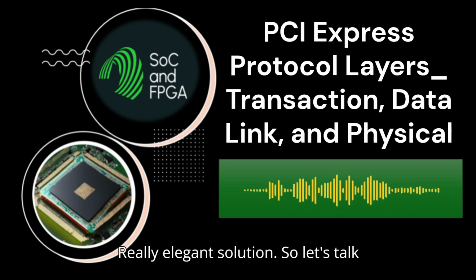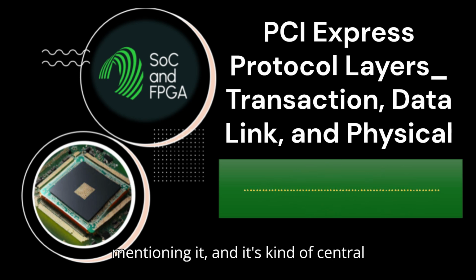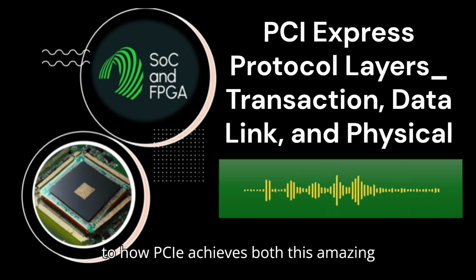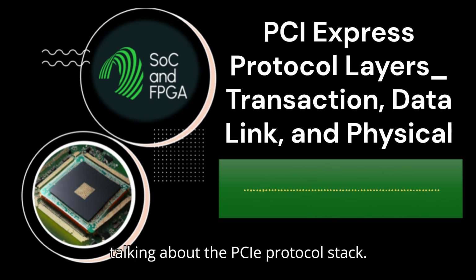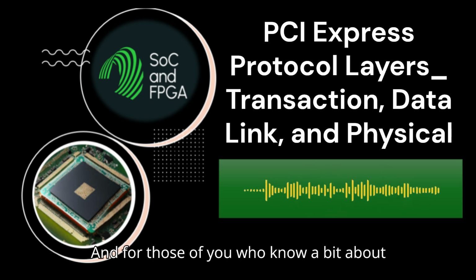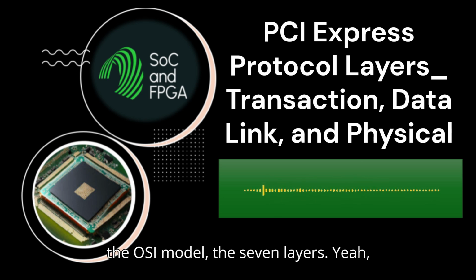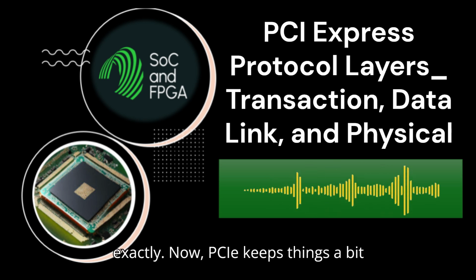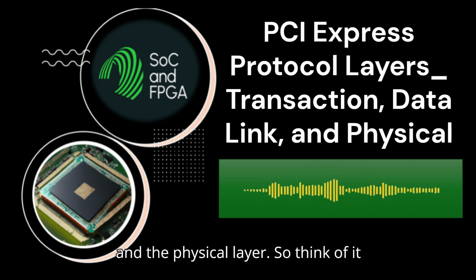Really elegant solution. So let's talk about this layered structure. We keep mentioning it, and it's central to how PCIe achieves both this amazing speed and flexibility. Right. We're talking about the PCIe protocol stack. For those of you who know a bit about networking, it has some similarities to the OSI model. The 7 layers, yeah. Exactly. Now, PCIe keeps things a bit simpler. It has 3 main layers: the transaction layer, the data link layer, and the physical layer.